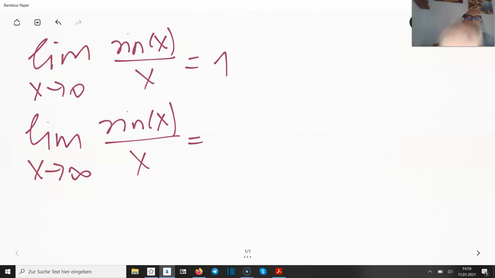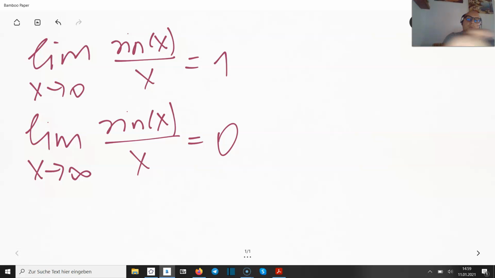Well, it's not that complicated. Think about it. Sine of x is never getting bigger than 1. X is going to infinity. So we're dividing at most 1 by infinity, so the result is, well, pretty fast, approaching 0.